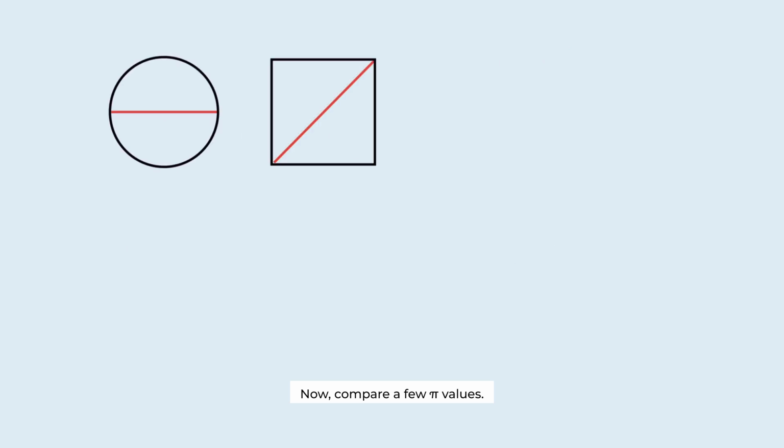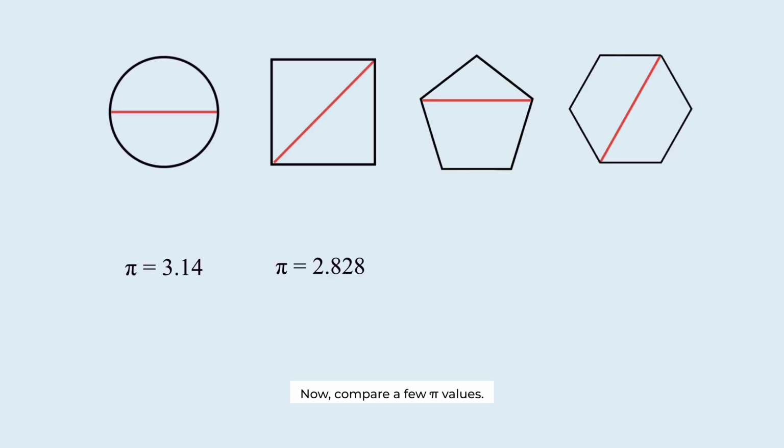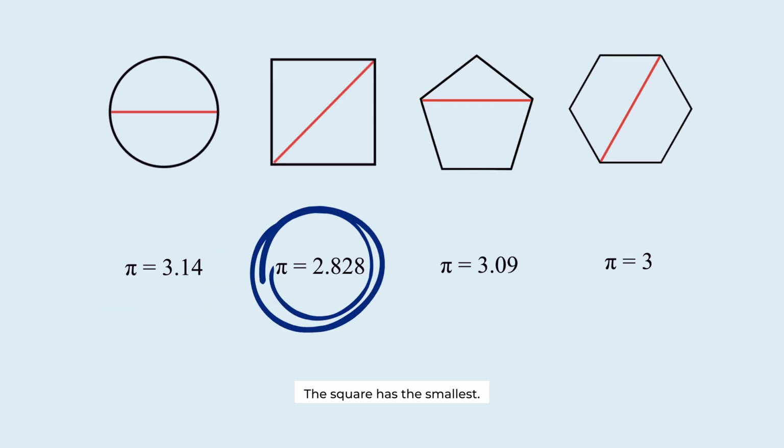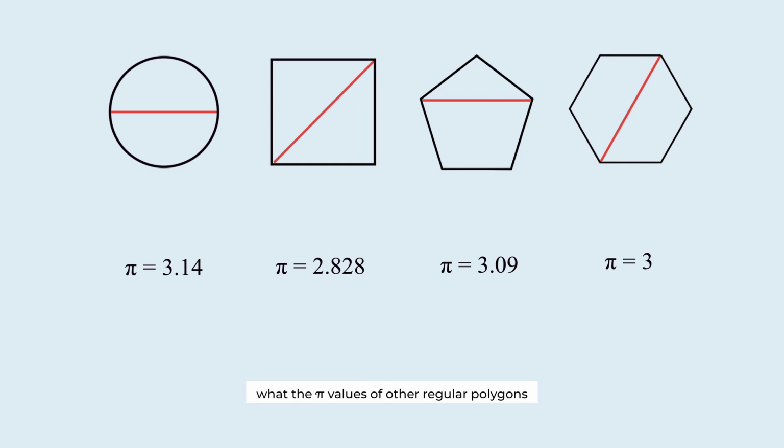Now, compare a few pi values. The circle has the largest pi value. The square has the smallest. I wonder what the pi values of other regular polygons would be.